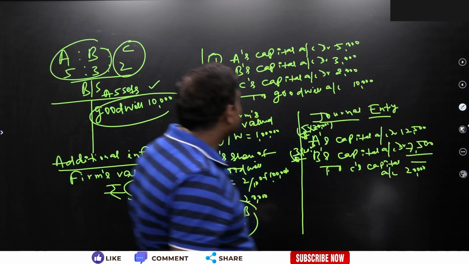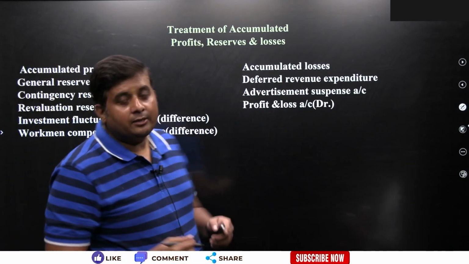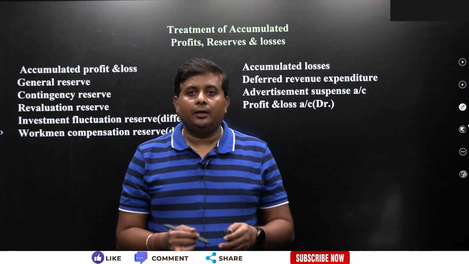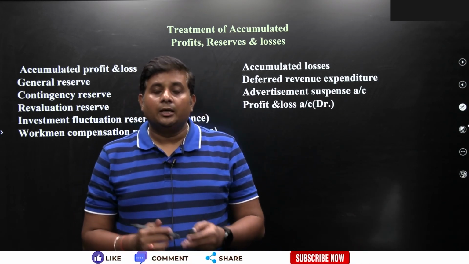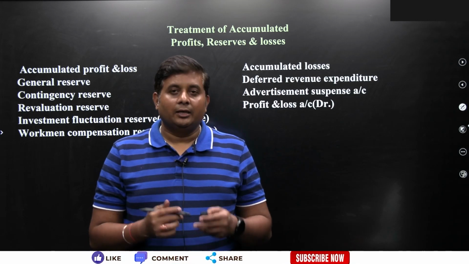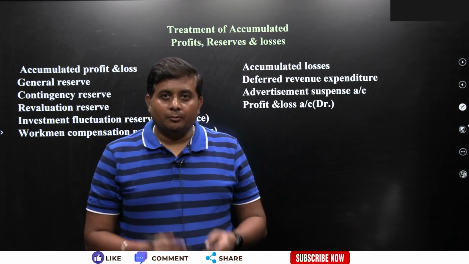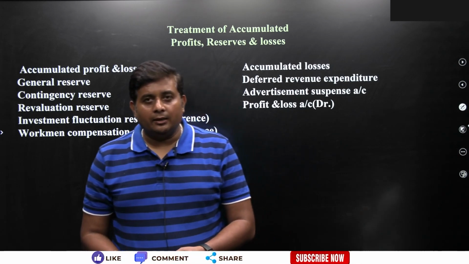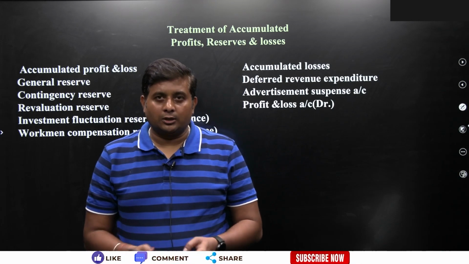Now moving to the next concept: treatment of accumulated profits, reserves and losses at the time of retirement of a partner. Definitely at the time of retirement, whatever accumulated profits and reserves were created by all the partners, the retiring partner also gets his share of benefit. Similarly, whatever accumulated losses are there, the retiring partner has to bear the losses also.